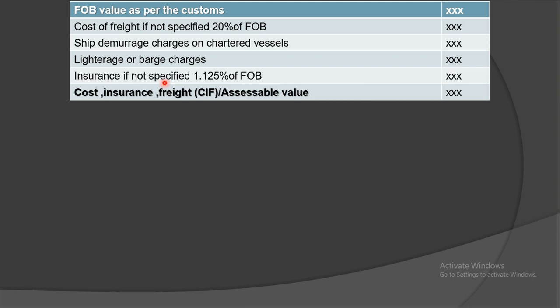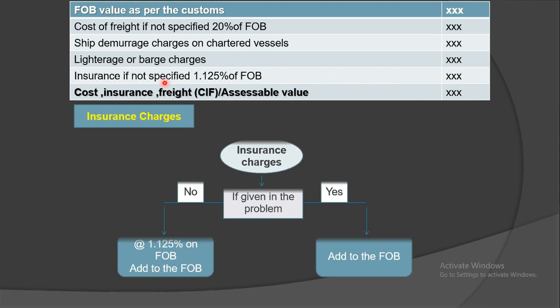Other costs we will add as they are. Whatever is given in the question, whatever is the reality, we will add. But to add cost of freight and insurance, we need to check a few conditions. So first of all, we will discuss how much insurance charges we need to add. Okay. So if insurance charges are given in the question, we will add that as it is. If in the question it is given as 1,000 rupees, $1,000, whatever it is, we will add that insurance charge as it is.